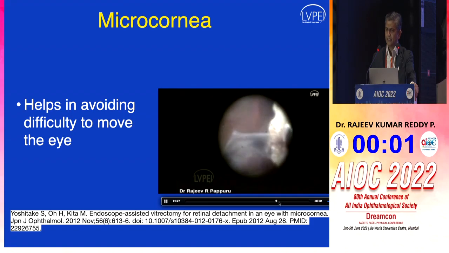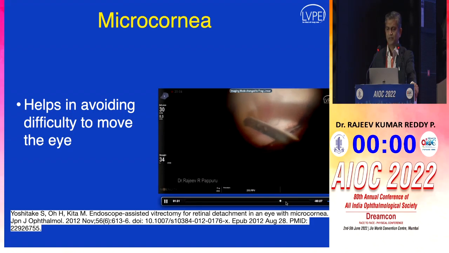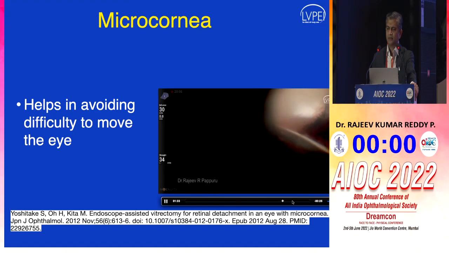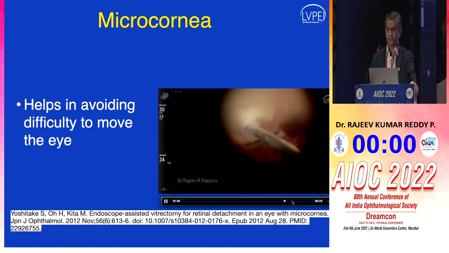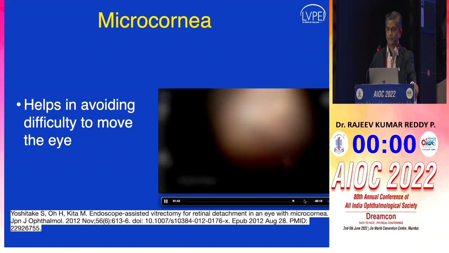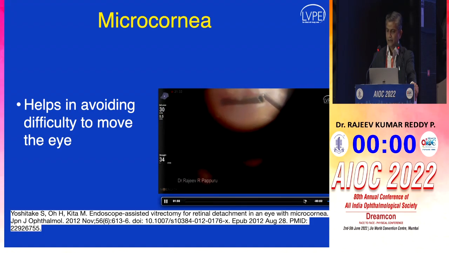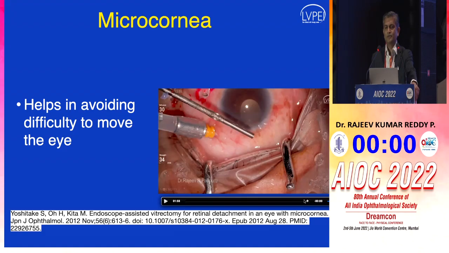In this case, when you see here, these are the membranes in the periphery, which we were able to dissect well using an endoscope. So that's the advantage of using an endoscope, especially in these small corneas.